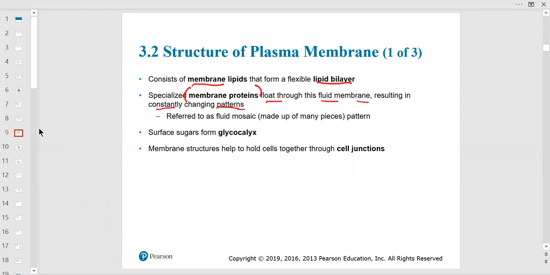Hey, look at this mosaic, fluid mosaic, like from Mario.